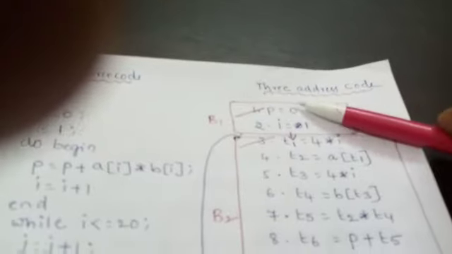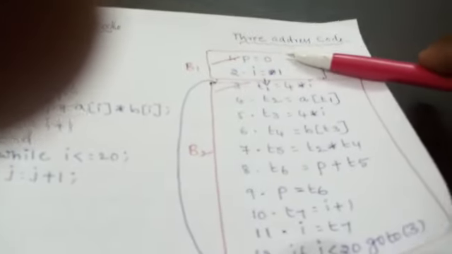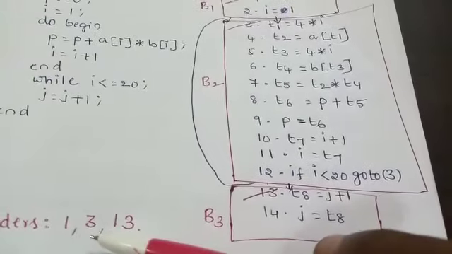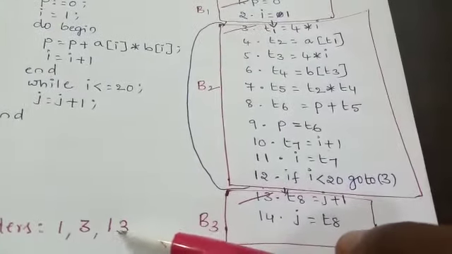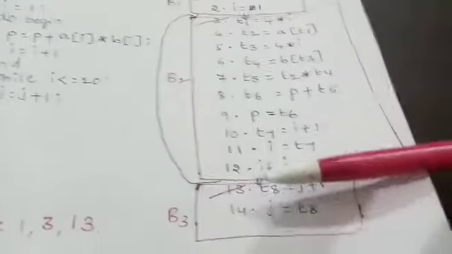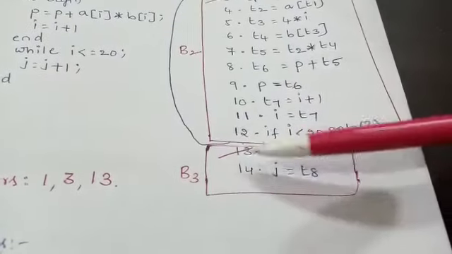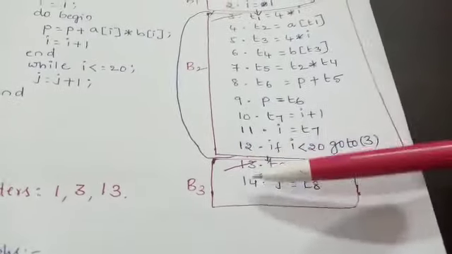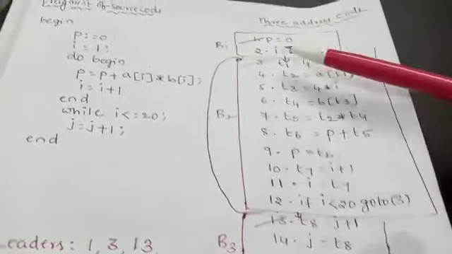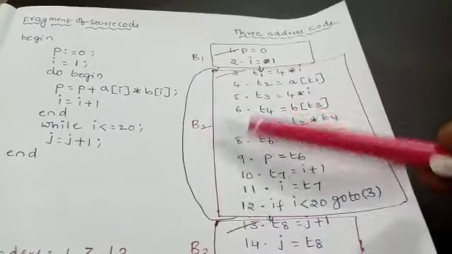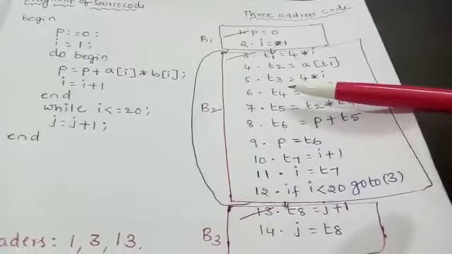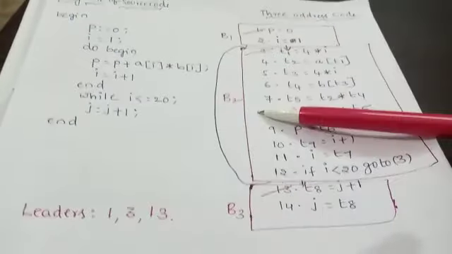See here, basic block B1 has only 2 statements, 1 and 2. The next leader is 3, and the leader after that is 13. Between 3 and 13, all the statements before 13, that means from 3 to 12, form block B2. Then the third block starts at 13, with only 2 statements, 13 and 14. So this is block B3. So B1, B2, B3, 3 blocks. So this three address code is now converted into blocks B1, B2, B3.